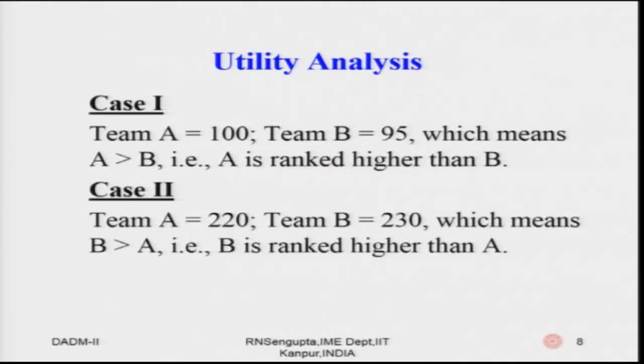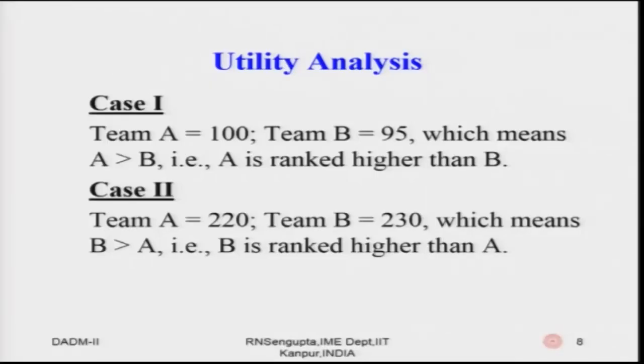So, let us do the ranking based on the first case example of the organizers. Team A would get a point of 100, team B would get a point of 95, which means that A would be declared the winner, considering all the other teams' scores are less, and B is the runner up. So, A would be ranked higher than B.